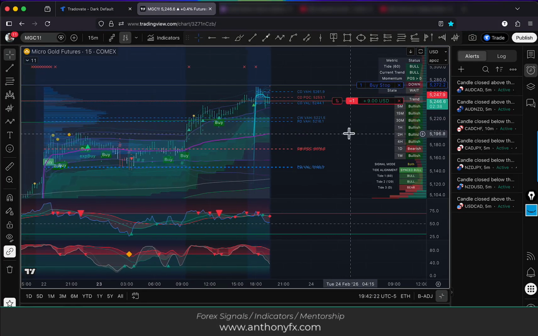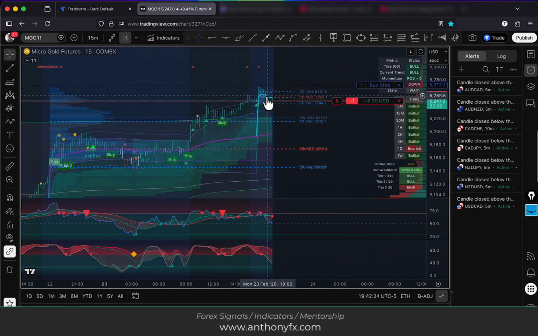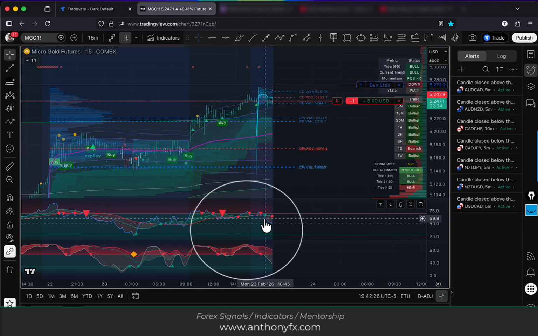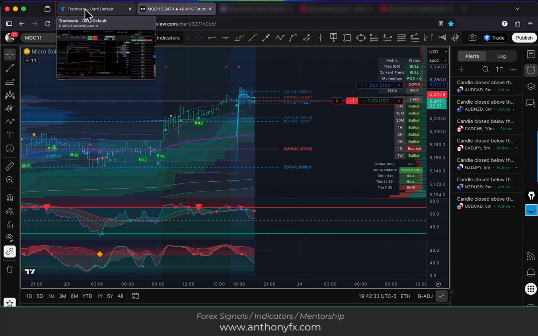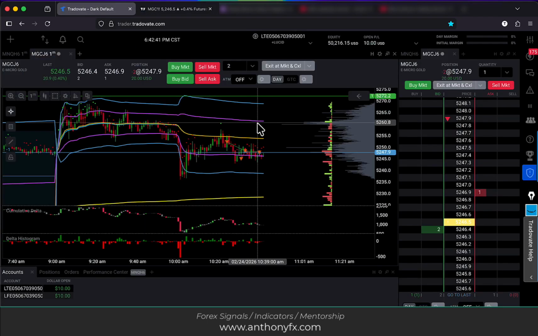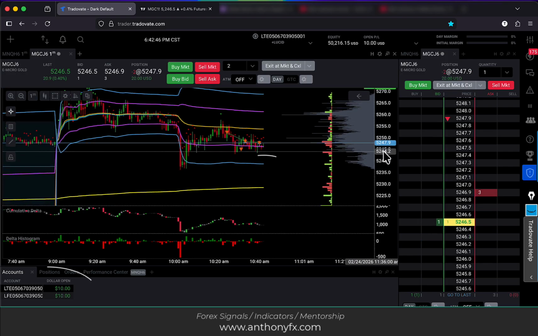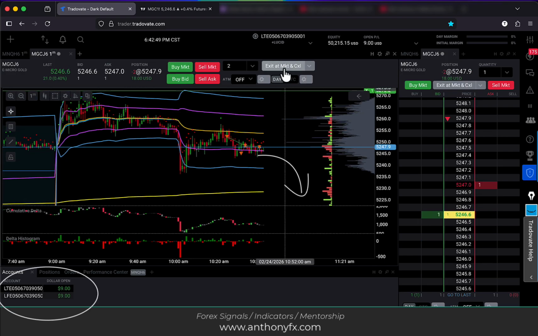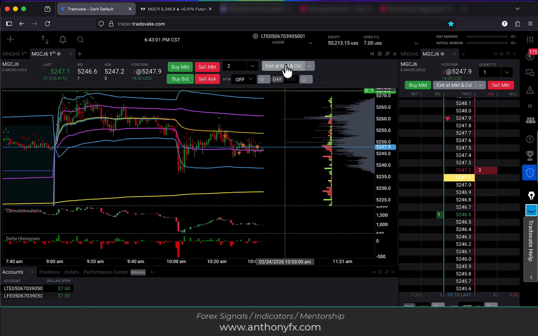Traders, what we're doing here is I'm looking to short this based on these signals. This is gold, and I'm watching it on TradingView. I've got my trade open, and I'm also trading it on here as well. I'm just looking to run with this. If it moves back towards my entry point, I'll close it.